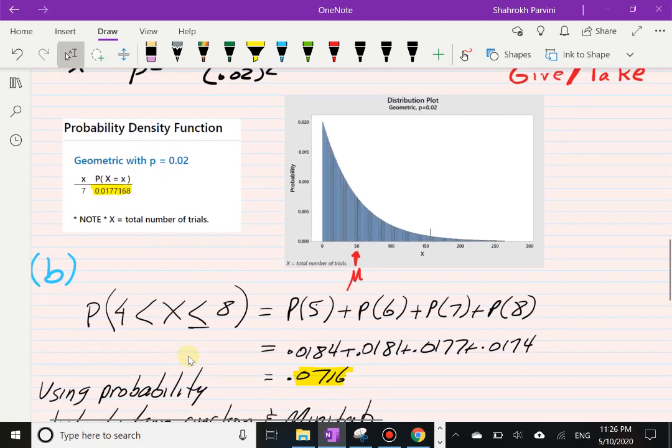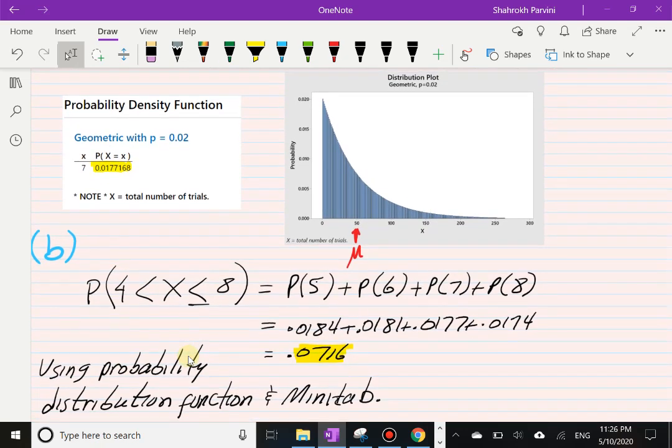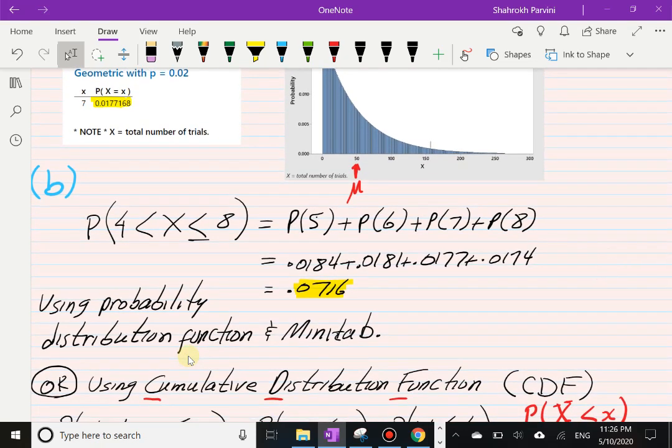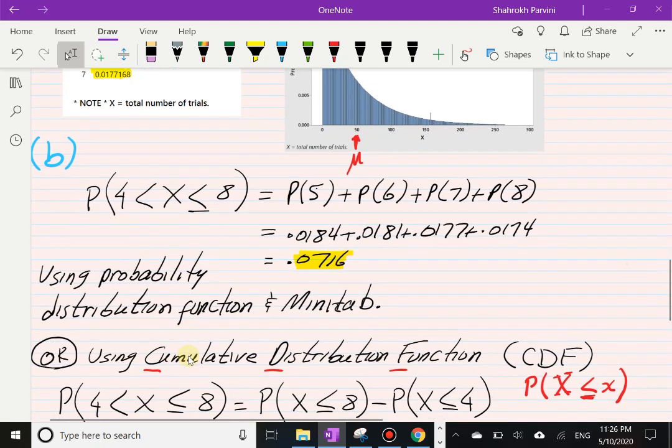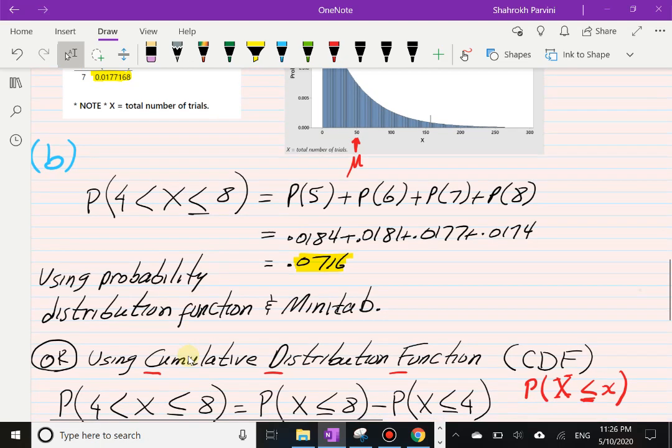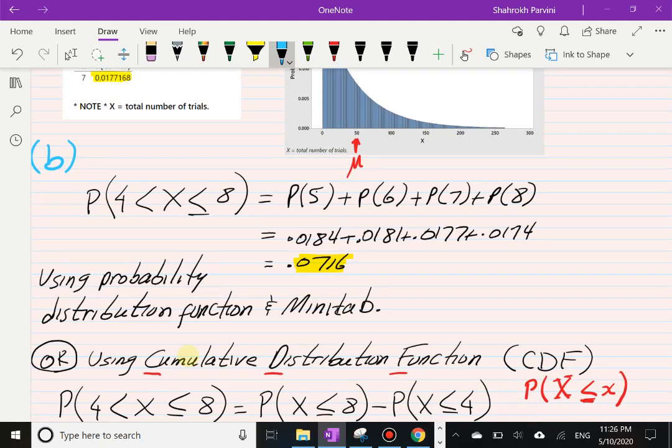Now, this is one way to do it, and the way I did it is using the probability distribution function, and of course Minitab. There is another way we can do this. Let me show you. And that's using what we call the cumulative distribution function. What the cumulative distribution function does is it does just that. The word cumulative means you accumulate probabilities as you go from 0 to 1 to 2, and so on. You see this? This is what CDF means.